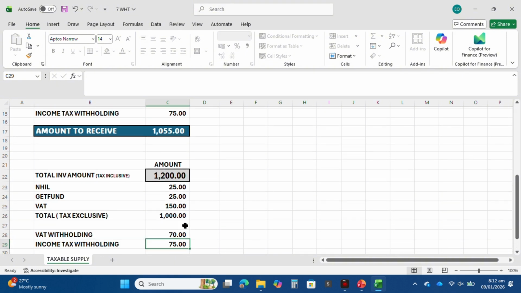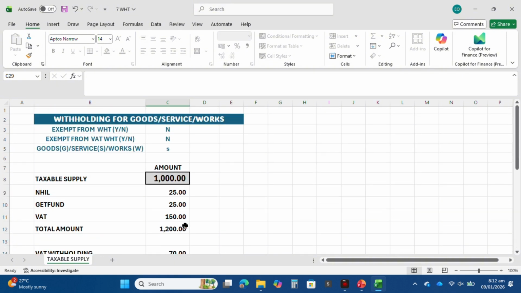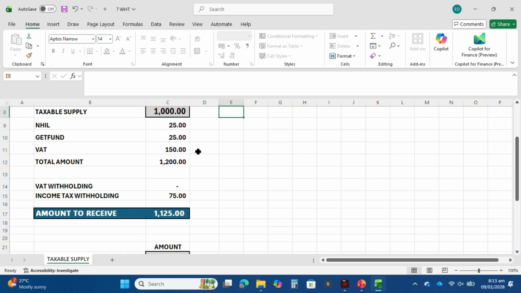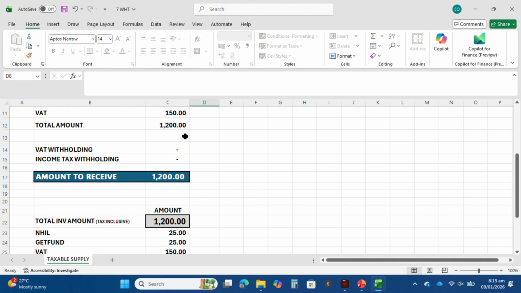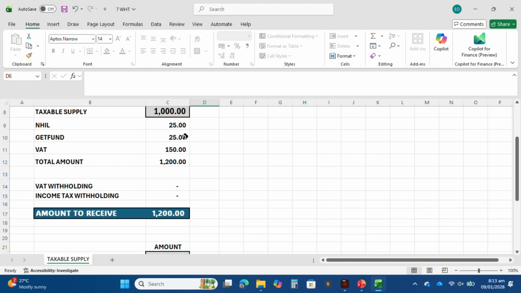Now, assuming I'm exempt from VAT withholding, I'll just type here, yes. So meaning they will not even withhold you. They'll give you only the income tax. I'm exempt from withholding tax itself, yes. Then you get 1,200 per. So when you're filing, you file this 200 cedis to GRA.